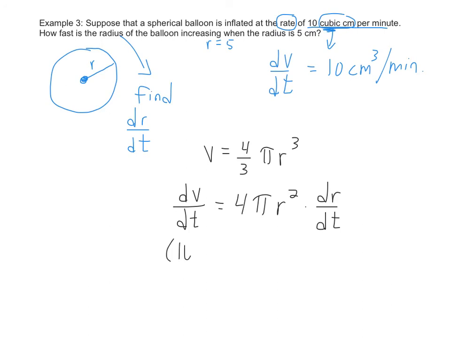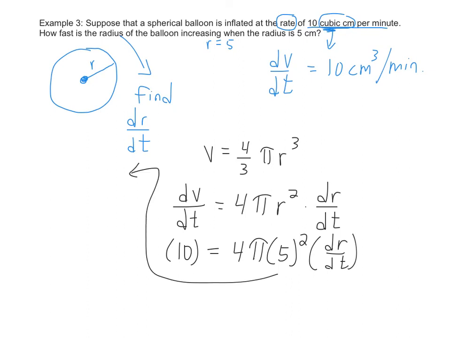So from there, we're going to plug in. This time we know dv dt, and the r value of interest is 5, and we're trying to find dr dt. So I come up here to get my dr dt alone. We do 5 squared, so that's 25 times that 4. So we're going to have 10 all divided by 100 pi, which you can say is 1/10 pi.